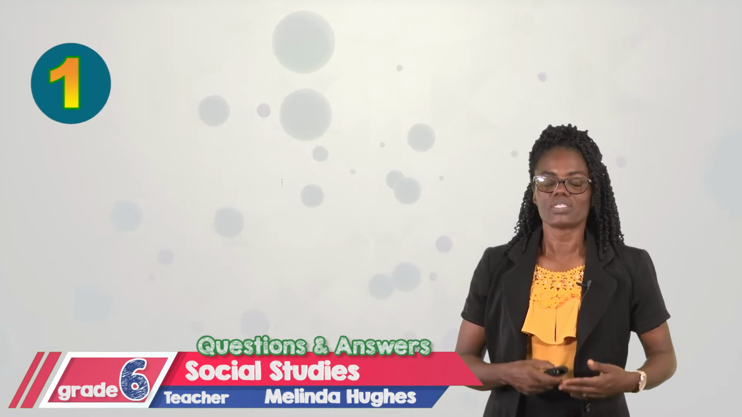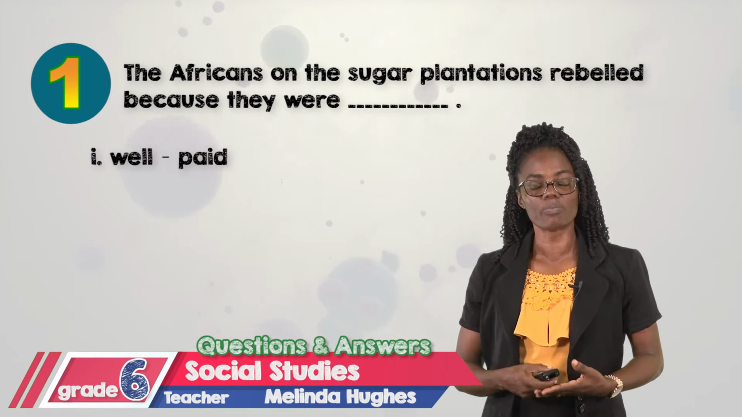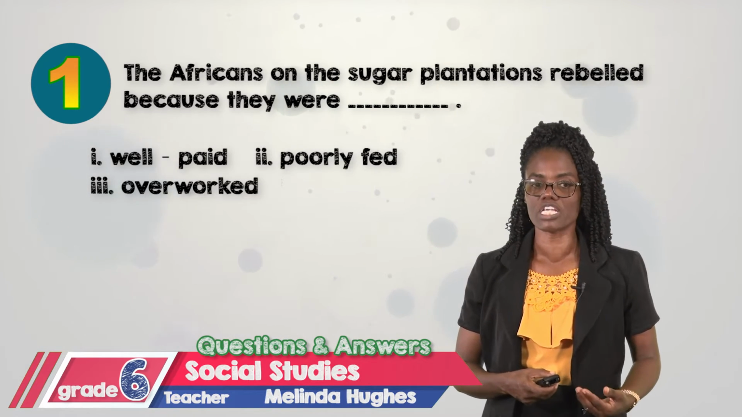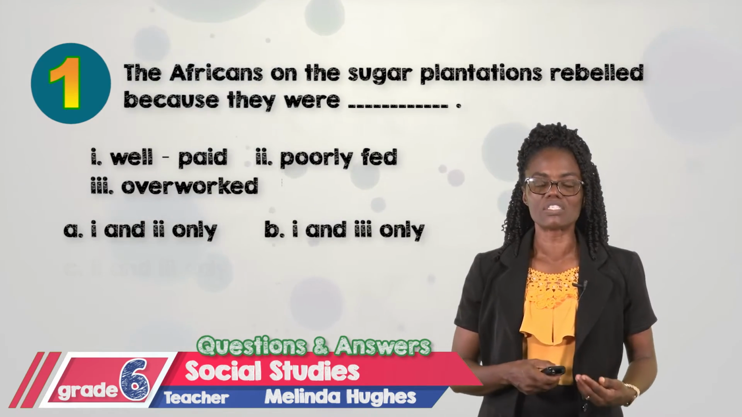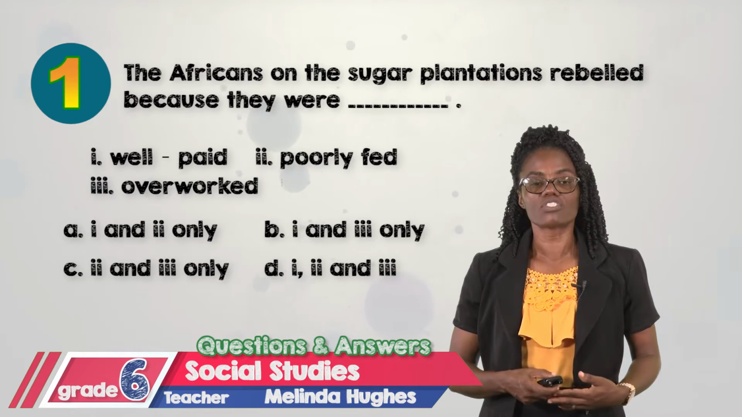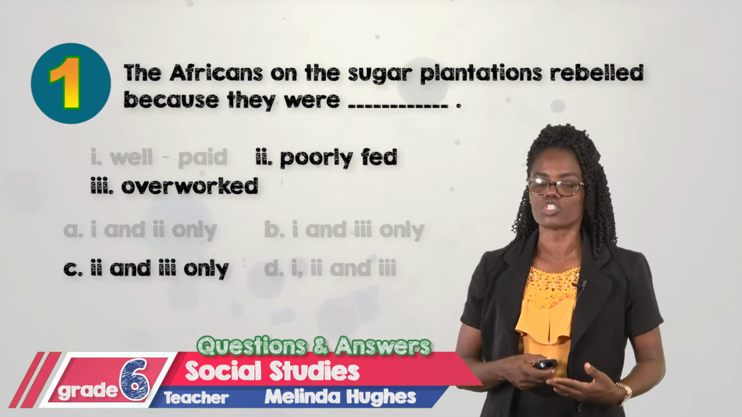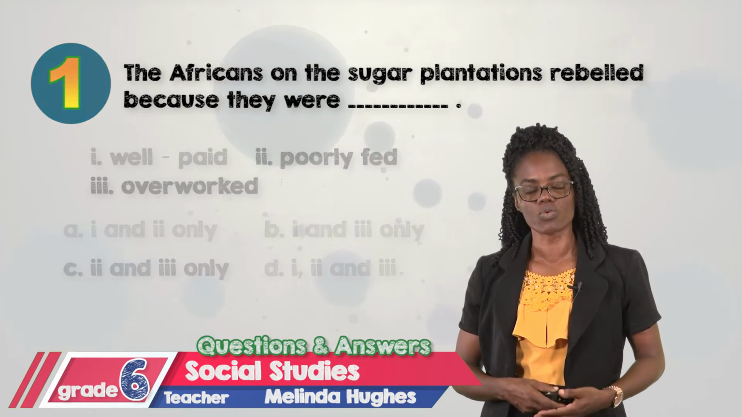So let's answer these questions. Remember, when I give the answer, you will mark. So question 1. The Africans on the sugar plantations rebelled because they were 1. Well paid, 2. Poorly fed, 3. Overworked. Answer A, 1 and 2 only. B, 1 and 3 only. C, 2 and 3 only. D, 1, 2 and 3. The answer for question 1 is C, 2 and 3 only. The Africans on the sugar plantations rebelled because they were poorly fed and overworked.